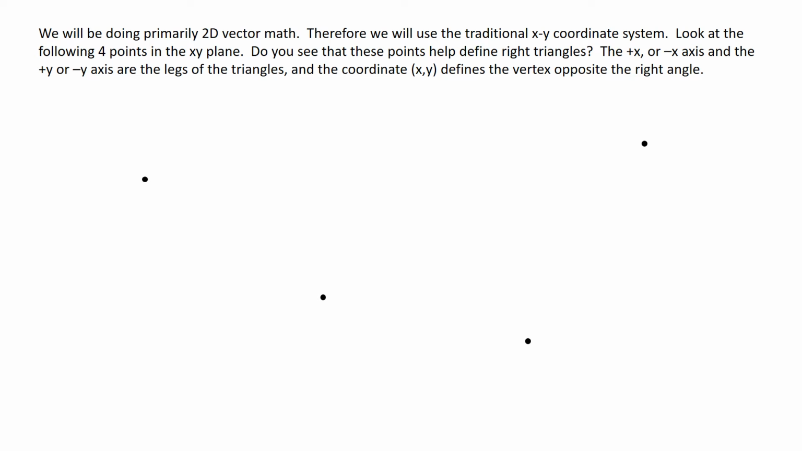We'll be doing primarily two-dimensional vector math, so we'll use the traditional XY coordinate system. Here are 4 points in an XY plane. You see how these points are going to help define a right triangle. The plus or minus x-axis and the plus or minus y-axis can be the legs of the triangle, and the coordinates x, y will define the vertex opposite the right angle.